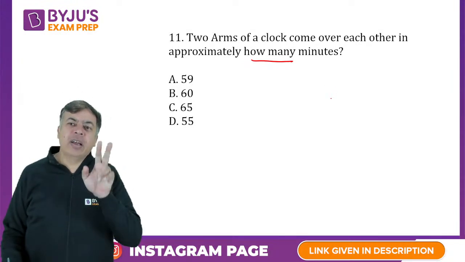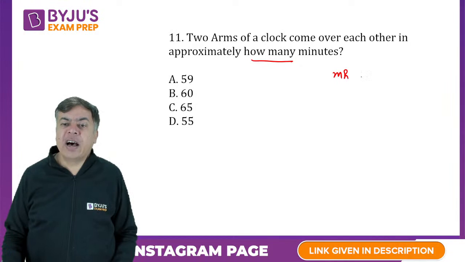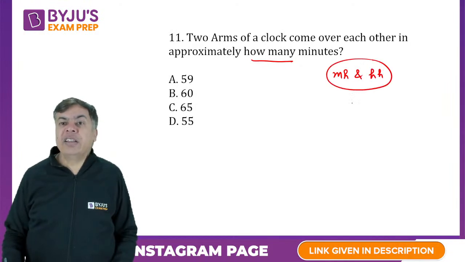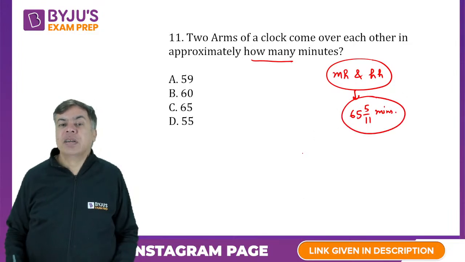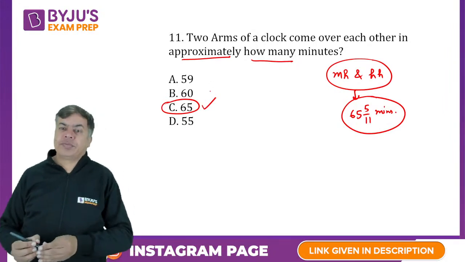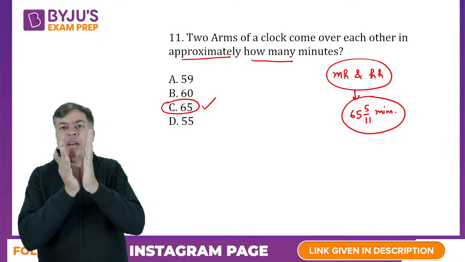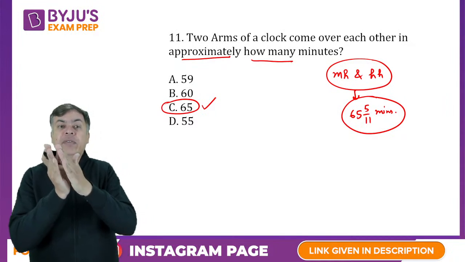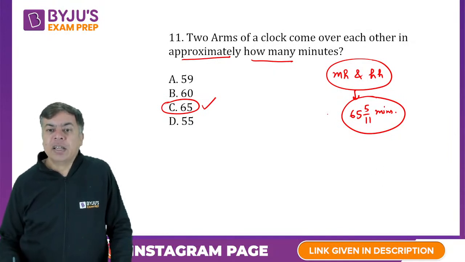Meeting interval of two hands of a clock, the minute hand and hour hand. The meeting interval is exactly 65 5/11 minutes. This is the exact time. But since it says approximately, you will mark 65, that is okay. You can think that after 12 o'clock, they meet at approximately 1:05. But the exact interval is 65 5/11 minutes, that is actually 720/11 minutes.